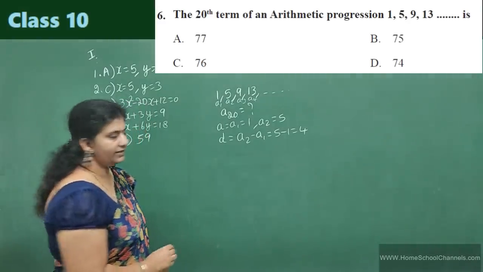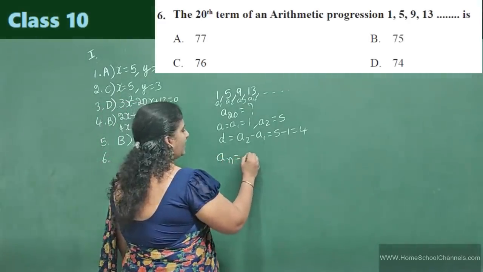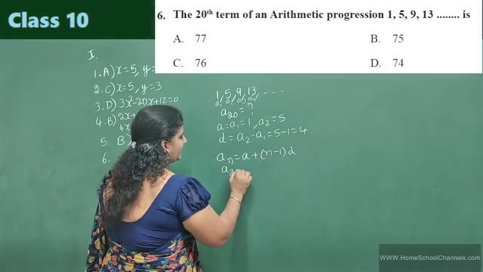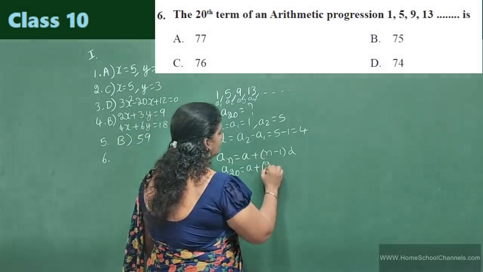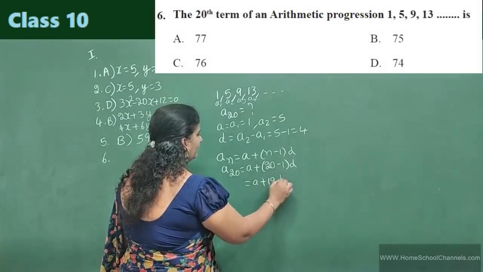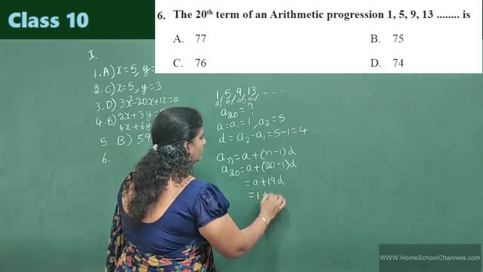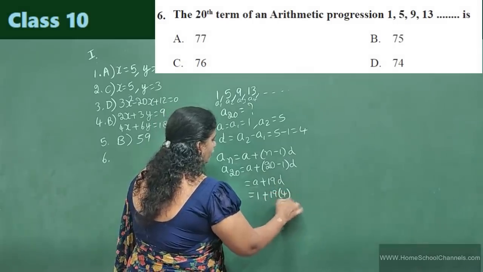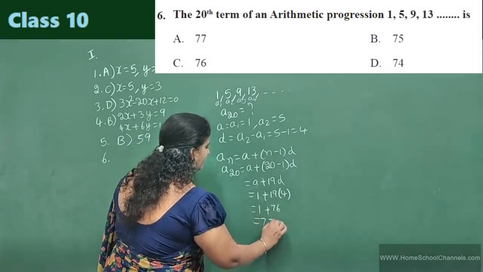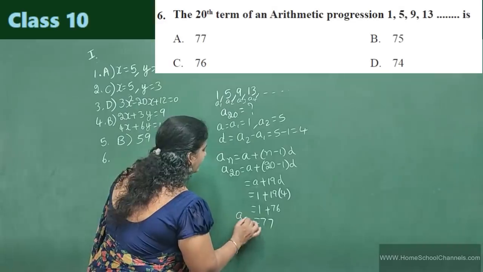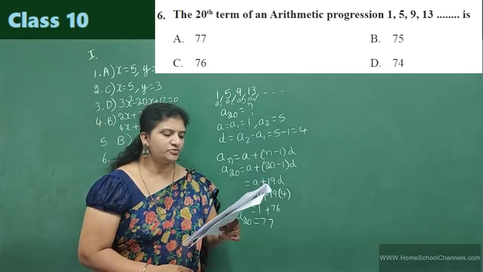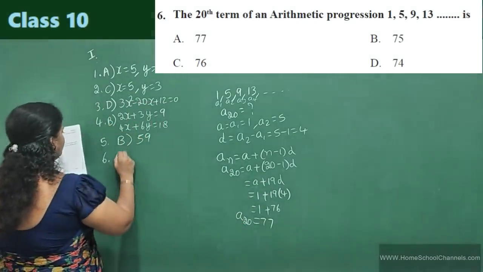A20 we need to calculate. So we know the formula: An is equal to A plus n minus 1 into D. A20 is equal to A plus 20 minus 1 into D, A plus 19D. A value is 1, D value is 4. 1 plus 19 fours are 76. 76 plus 1 will be 77. Therefore, 20th term of the given arithmetic progression is 77. Check for the option here. Option A, 77.